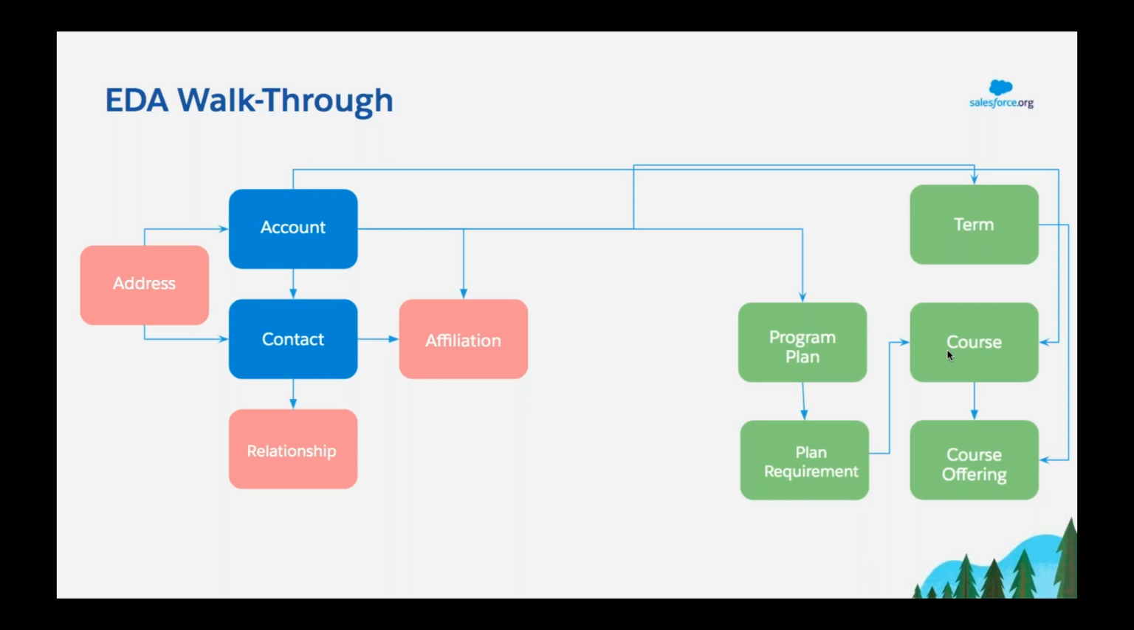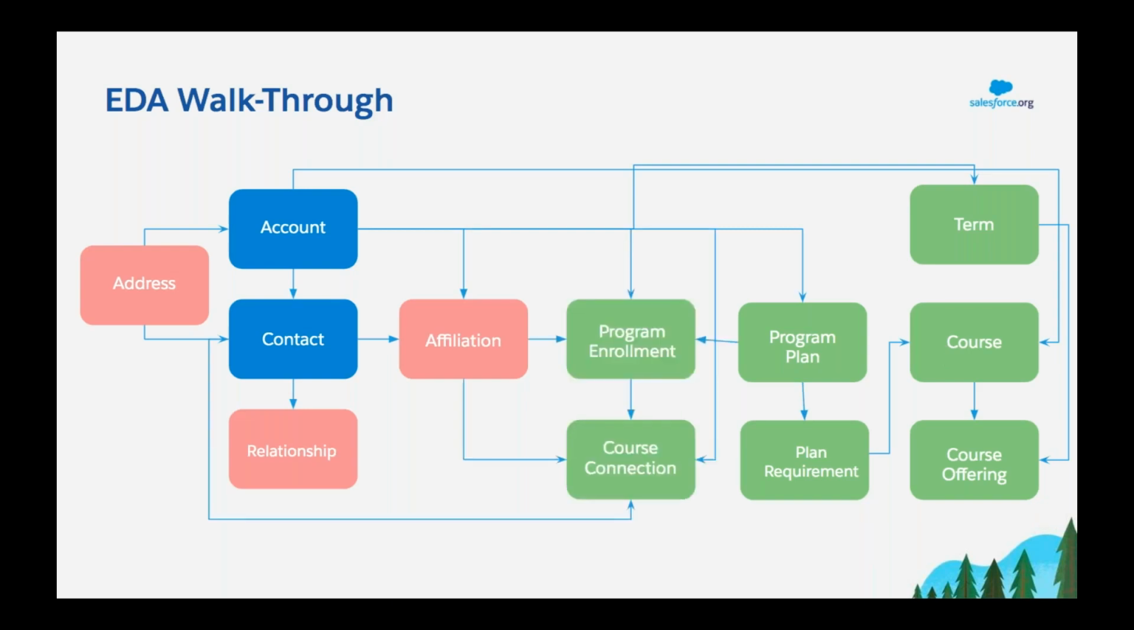And from there, we also have program enrollment and course connection. So the program enrollment is a junction object that connects a student to their major. A program enrollment connects to the contact and the account, and the student is also listed as being affiliated with the academic program that they've selected.